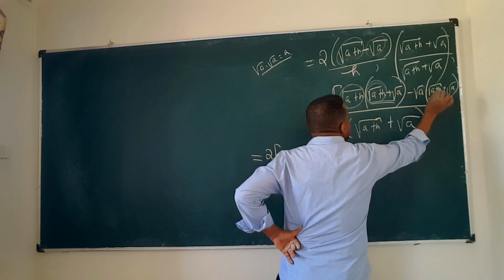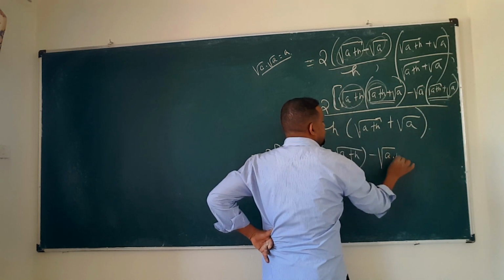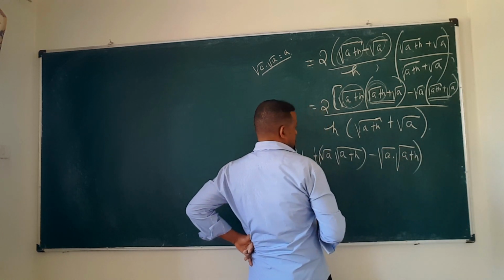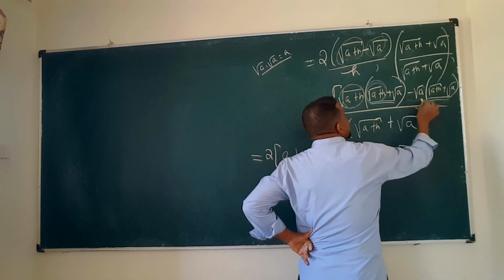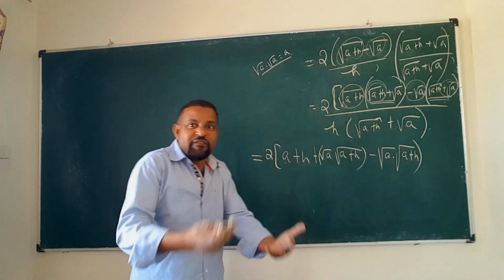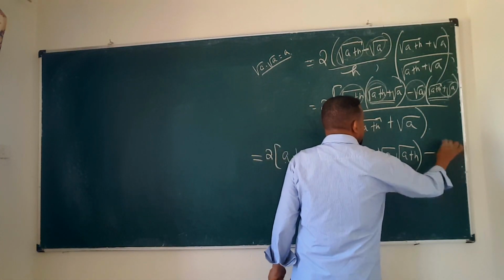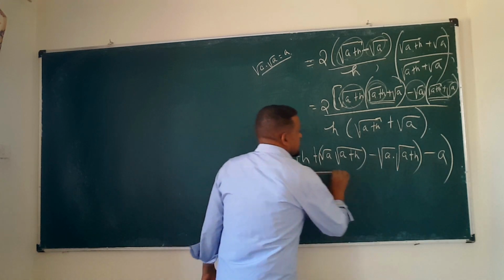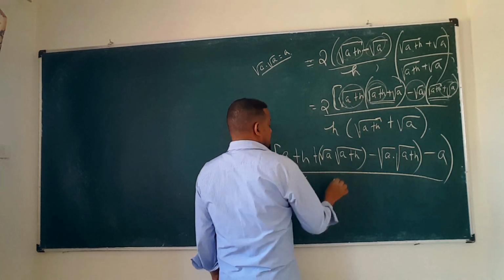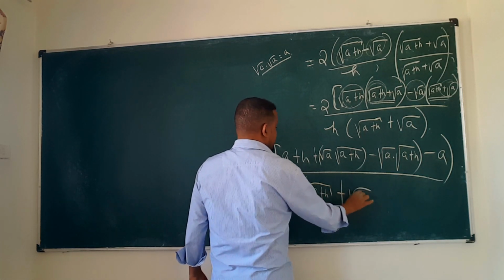Negative radical of a times radical of a plus h is radical of a times radical of a plus h, of course. Now this negative radical of a times positive radical of a is what? Negative radical a times positive radical a is what? Which is negative a. The top is done, so that will be h into radical of a plus h plus radical.